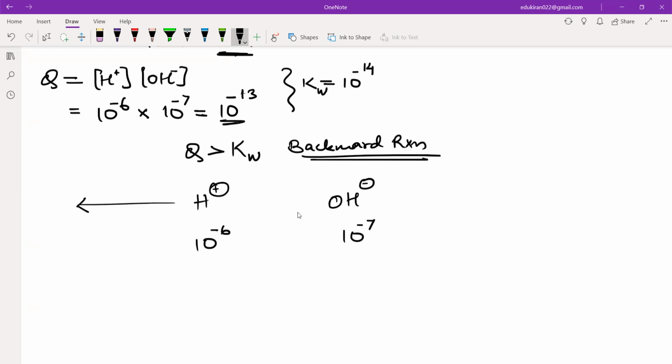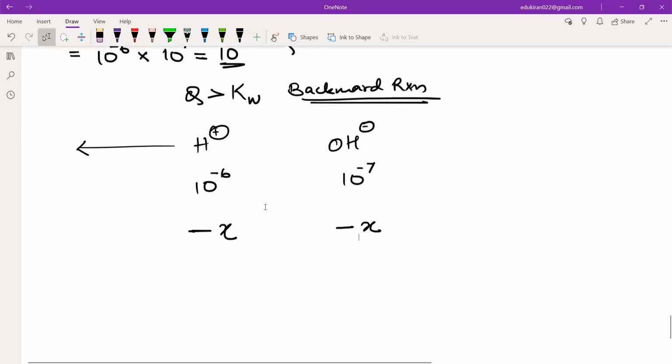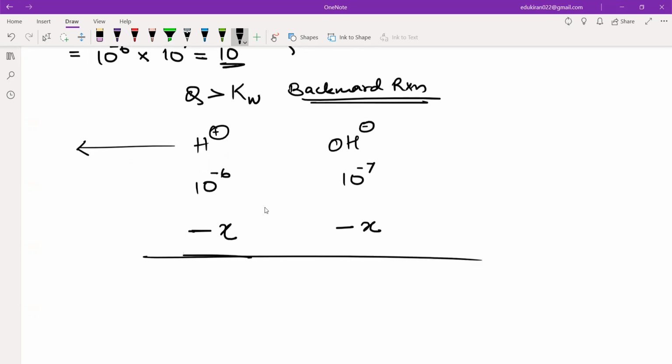That means there will be decrease in the concentration of H plus of X amount. And if 1 mole of H plus is reacting, it will react with 1 mole of OH negative. If 2 moles is reacting, it will react with 2 moles of OH negative. If 100 moles is reacting, it will react with 100 moles of OH negative. And if X moles of H plus is reacting, it will react with X moles of OH negative. Any problem, guys? No problem, na?